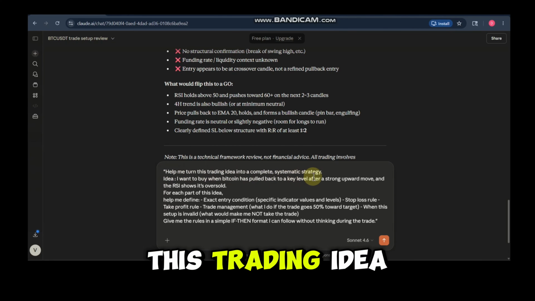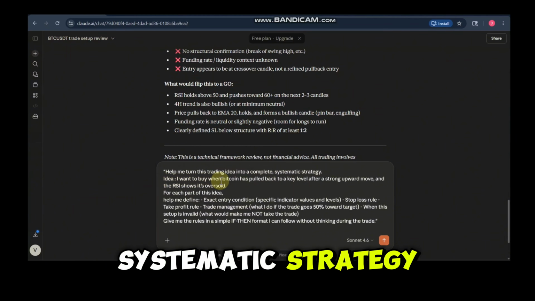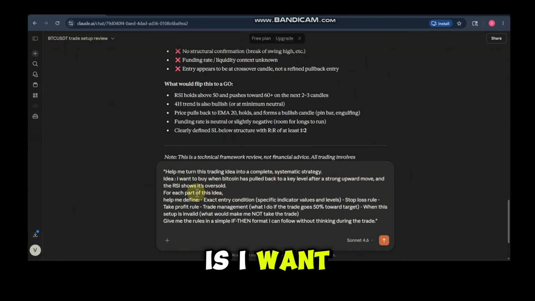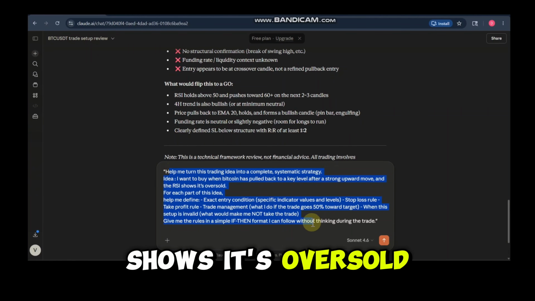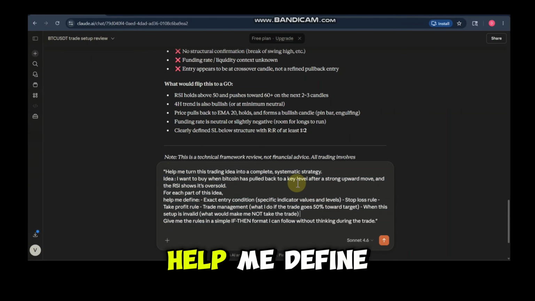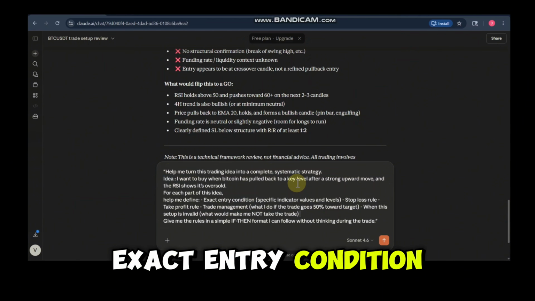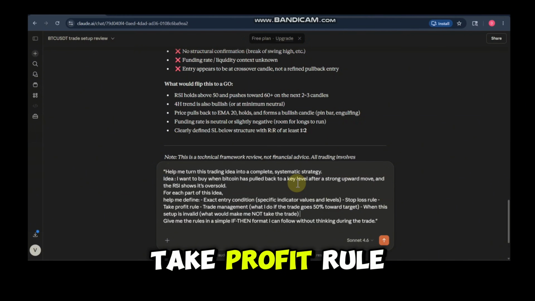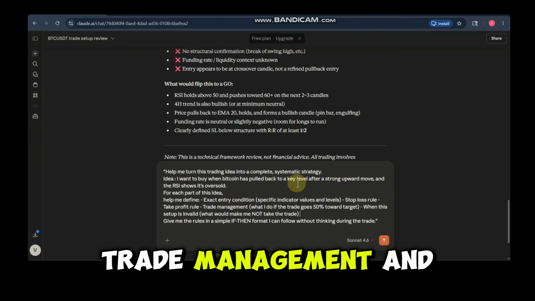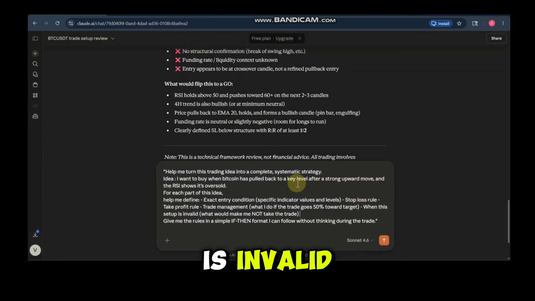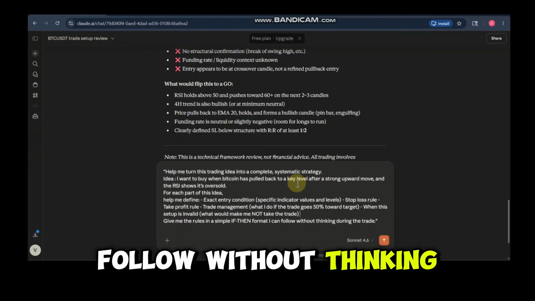Help me turn this trading idea into a complete systematic strategy. And the idea is, I want to buy when Bitcoin has pulled back to a key level after a strong upward move and the RSI shows it's oversold. For each part of this idea, help me define exact entry condition, stop loss rule, take profit rule, trade management, and when the setup is invalid. Give me the rules in simple if-then format, so I can follow without thinking during the trade.